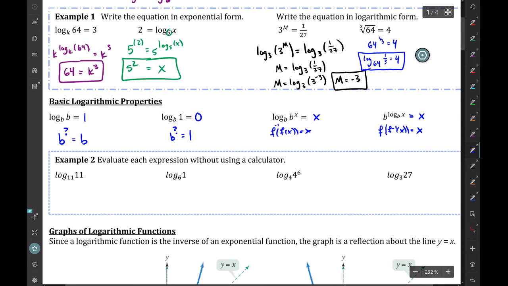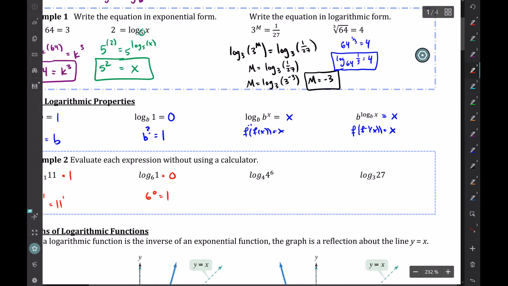Okay, now we can use these to do the next example, which is just to evaluate these expressions. So we already saw that log base b of b is equal to 1, so log base 11 of 11 has to equal 1. This is just saying 11 to the first power is equal to 11 to the first power. The next equation, log base 6 of 1, has to be equal to 0, because 6 to the 0th power is equal to 1. The next one is log base 4 of 4 to the 6th. You should be able to see that's 6. And the very last one, log base 3 of 27. Well, that's log base 3 of 3 cubed. So log base 3 of 3 cubed is 3.